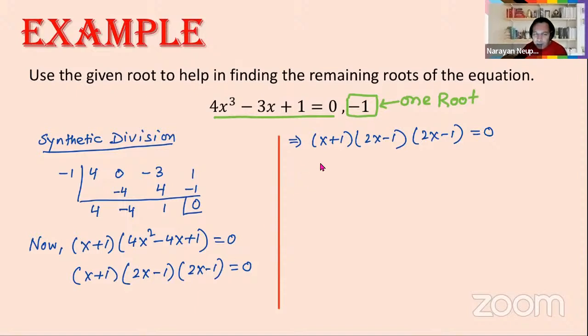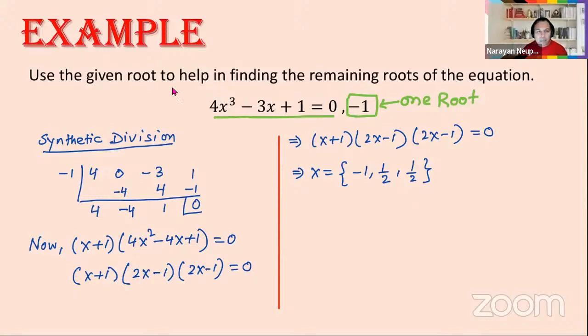So from here, if we try to solve this, we equate each factor to 0. So we get x equal to, the first root will be, when x plus 1 is equal to 0, x will be equal to negative 1. When 2x minus 1 is equal to 0, x equal to positive half. And same thing here, 2x minus 1 equal to 0, meaning x equal to half. So we get 3 zeros here, negative 1, 1 over 2, and 1 over 2.